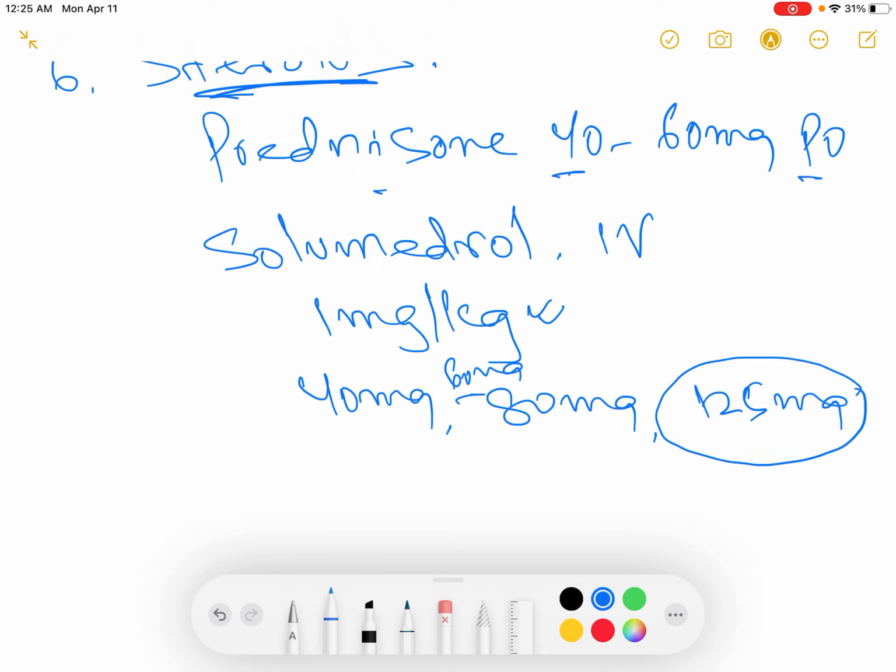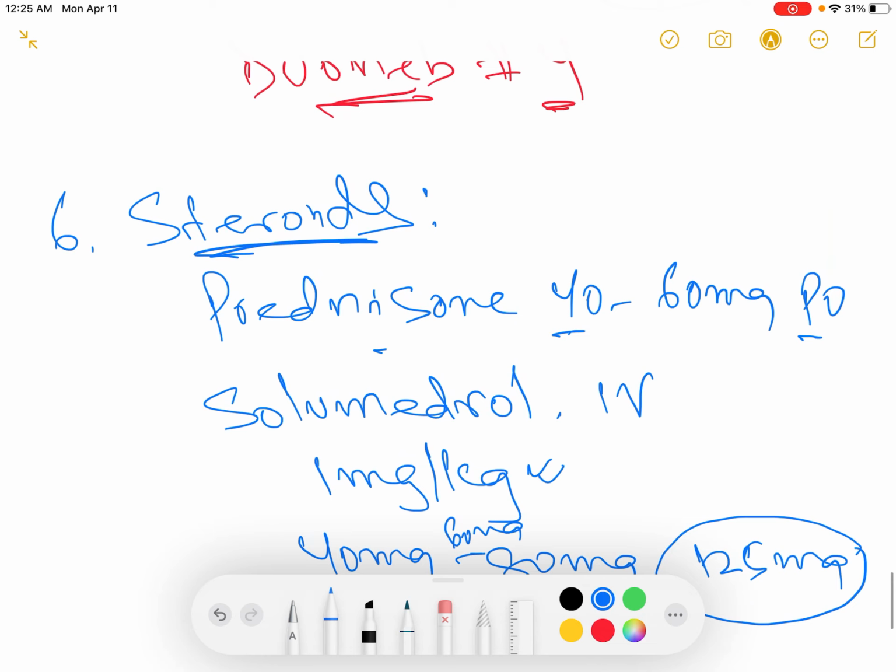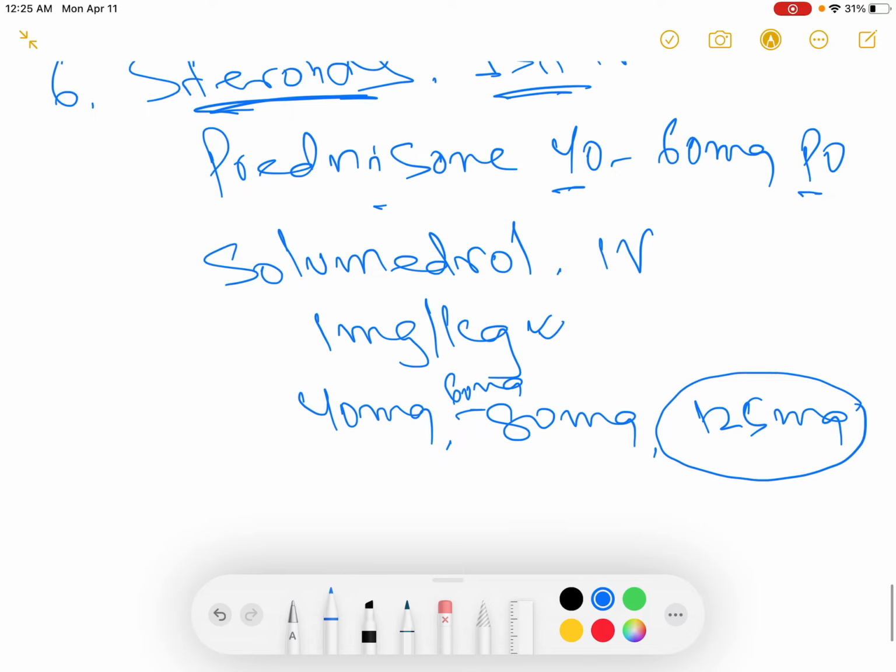But you want to give them steroid within the first hour when the patient comes to the ED, because they found that if you give steroid early, it reduces the rate of hospitalization. So that's the usual treatment that you want to give within 1 hour.